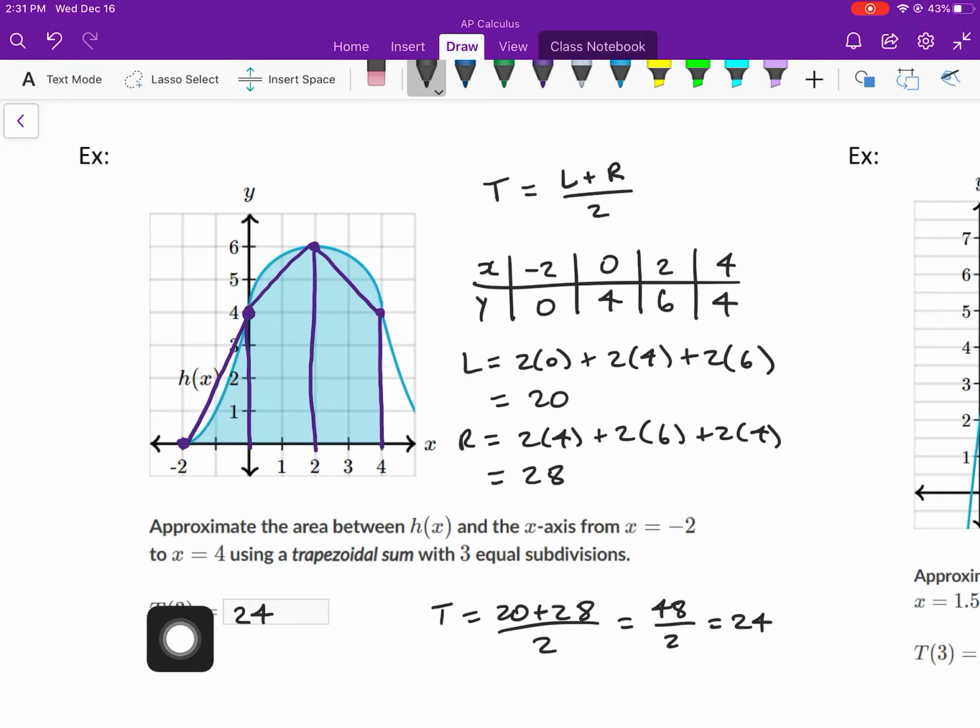And the T of 3 is just saying 3 rectangles. That's what that 3 means. So anyways, just to recap, we found the left sum, the right sum. Use the table. Put our graph into a table. Makes it easy. We understand tables. And then average the two sums.